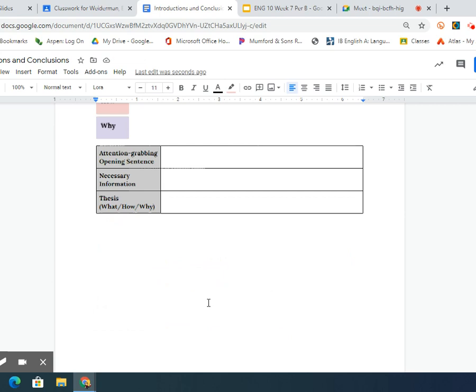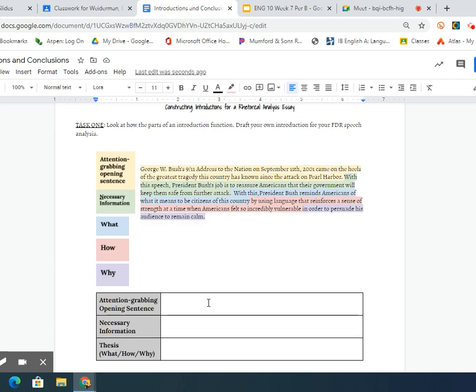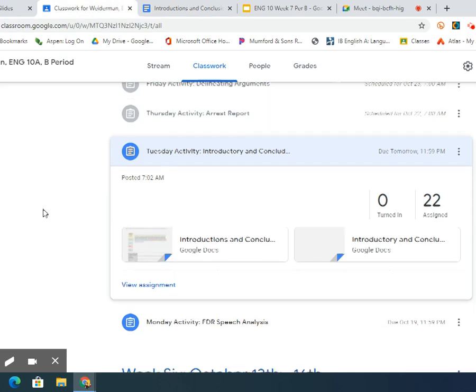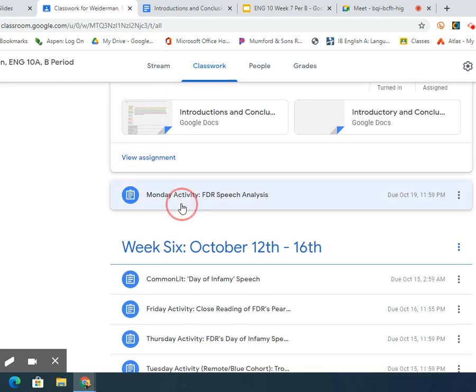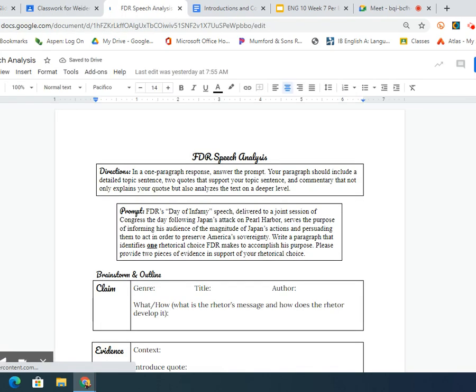So your task for today then is to work on an introduction and a conclusion that goes through your body paragraph. If you need to go back to the original text, if you look at week 6, Day of Infamy speech, Friday activity, his Pearl Harbor speech. You have several copies here of the speech. And then your activity from yesterday was writing your body paragraph. So first step is, if you haven't looked at the speech, you need to go back and look at the speech. Second step, write your body paragraph, and then you can work on your introduction and your conclusion.